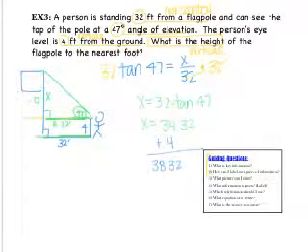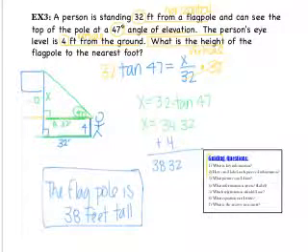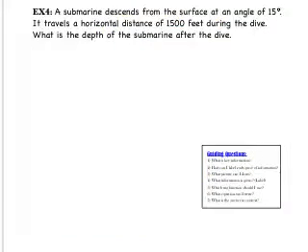So my final question is, what is the answer in context? In context, the flagpole is 38 feet tall, and I went ahead and rounded because it asked me to round to the nearest foot. 0.32 is closer to 38 feet than to 39 feet. Alright, I'd like you to do examples 4 and 5 all on your own and see what you get.